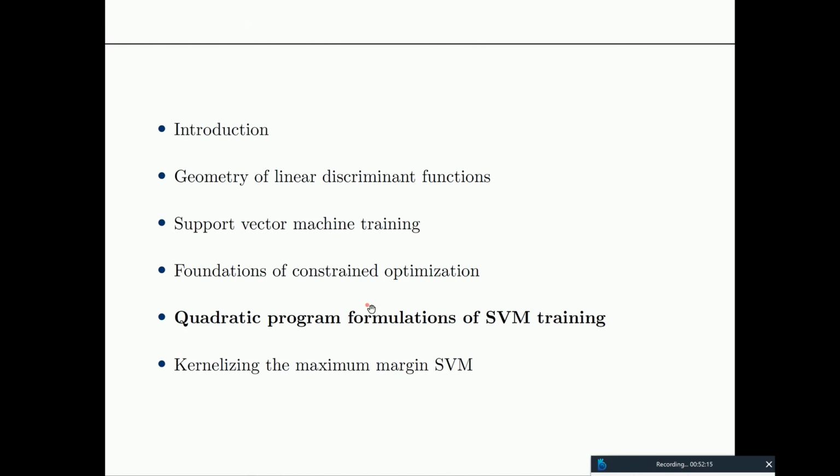Questions about this? Because now we are basically in a position where we can reformulate our support vector machine training problem as a quadratic program, because you now know what a quadratic program is, and then we can actually train our support vector machine using just convex optimization and no support vector machine toolbox, which of course you don't care about, but I care about.